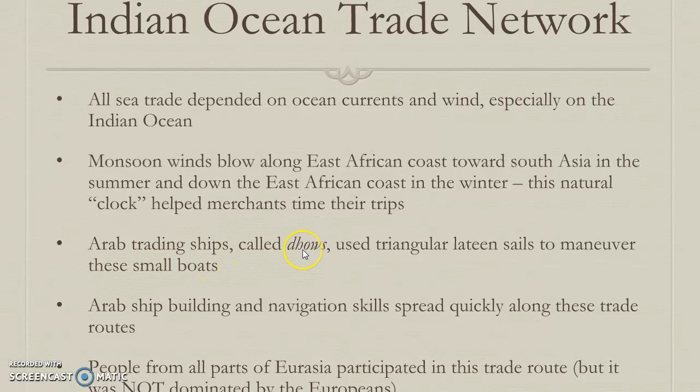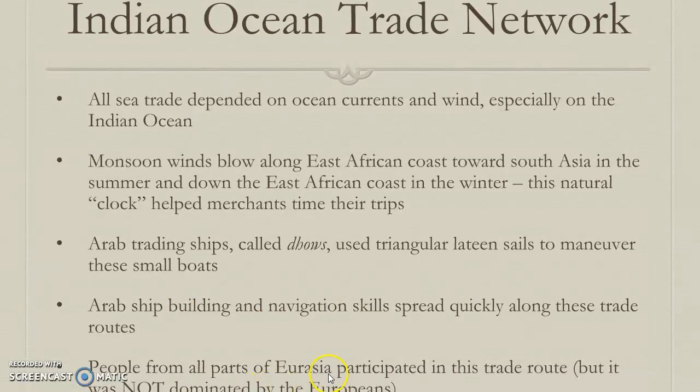These trading ships called dhows were also very helpful. They worked really well with the monsoon winds because they used these triangular lateen sails to maneuver the small boats that were used for trading. The Arabs became really good at shipbuilding and navigational skills. In fact, a lot of the knowledge the Europeans gained later came from the Arabs.